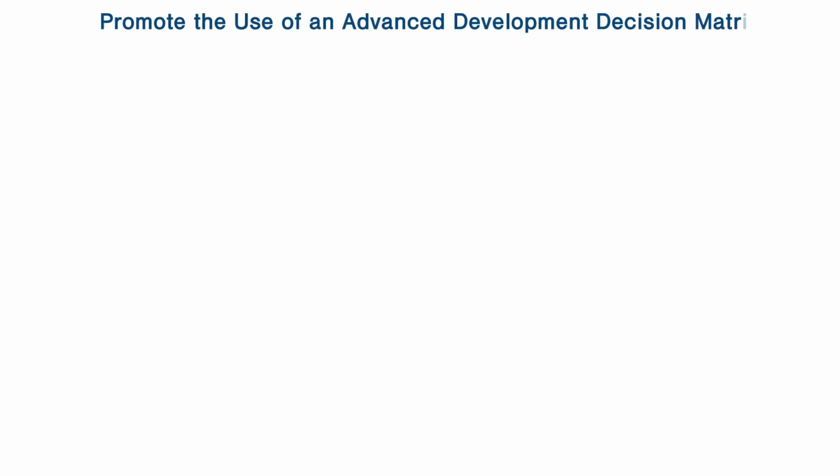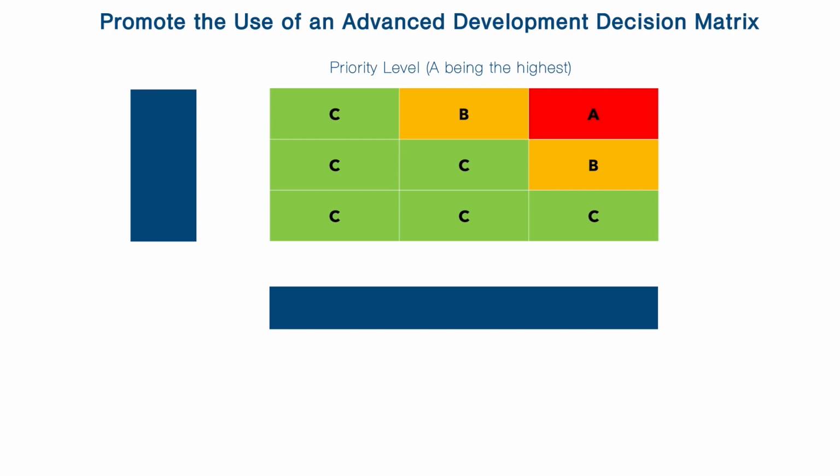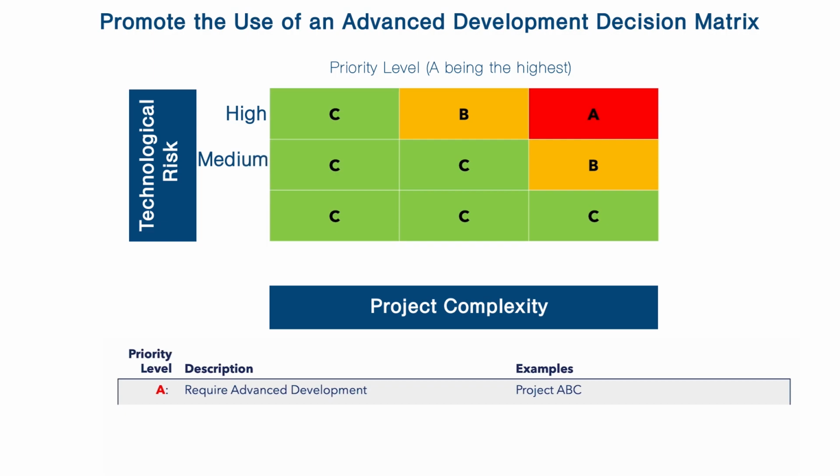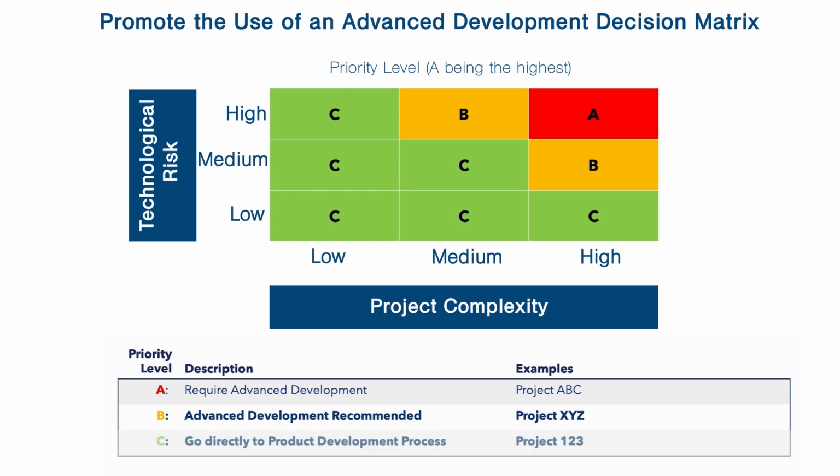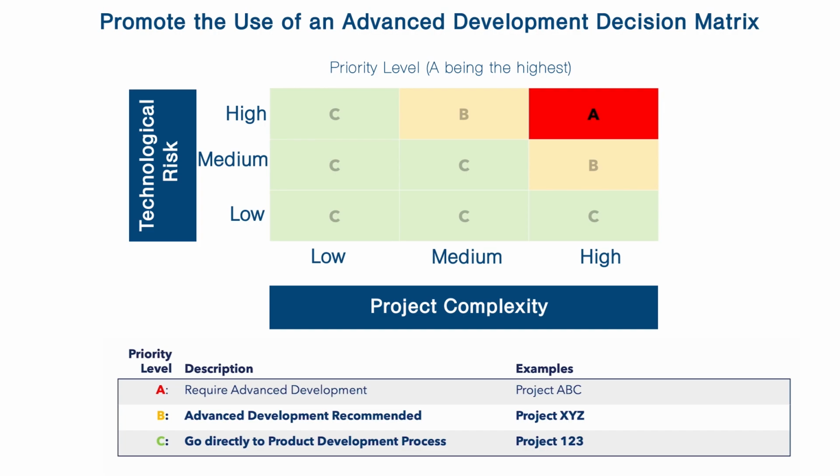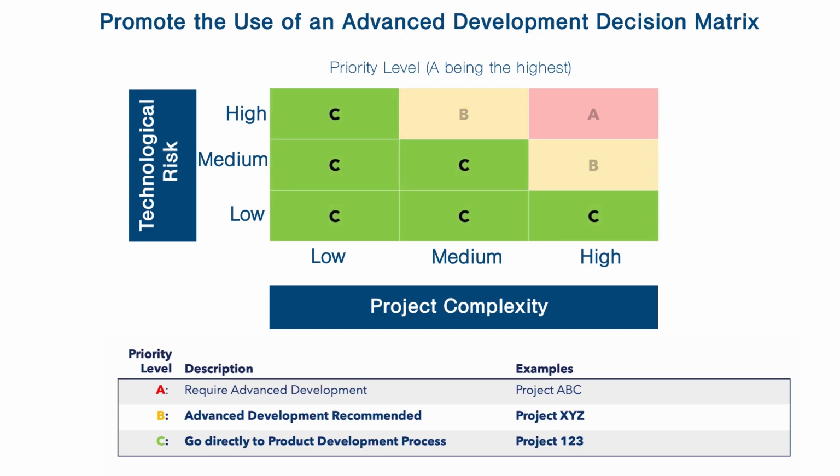In order to easily evaluate options with greater clarity and objectivity, the use of the Advanced Development Decision Matrix is promoted. The priority levels can be determined as A, requiring advanced development, B, advanced development recommended, and C, going directly to the product development process. Priority level A has high technological risk and high project complexity. Priority level B also has high technological risk and high project complexity. Last but not least, priority level C ranges from low to high technological risk and project complexity.